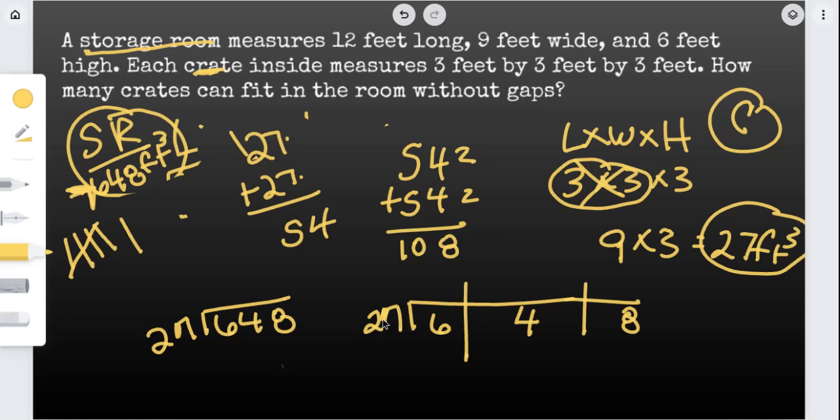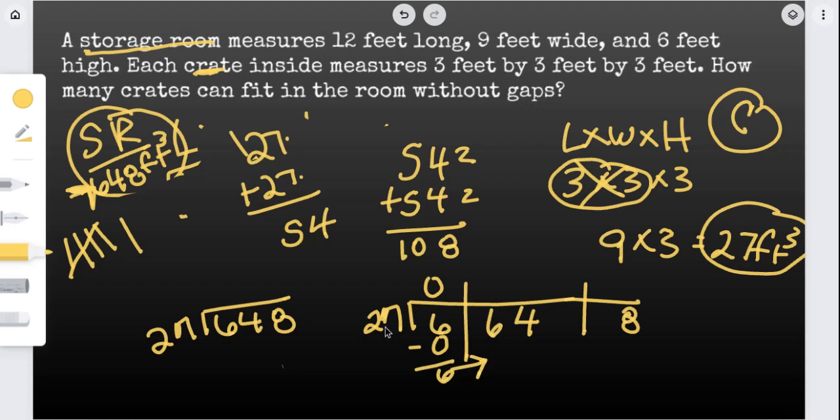Okay, think about this. How many groups of 27 are going to fit into 6? None, because it's already too big. When I put a 0 on the top, I need a 0 on the bottom. I'm going to subtract and then slide.